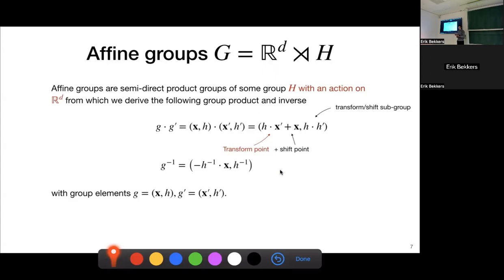So we have, let's say, a translation part and a subgroup, which I will often denote with H, and this H acts on the spatial domain, and it acts on itself. Just like in general affine transformations with matrix vector multiplication, maybe you've seen it in linear algebra, you have a matrix plus some bias term, that's essentially also an affine transformation.